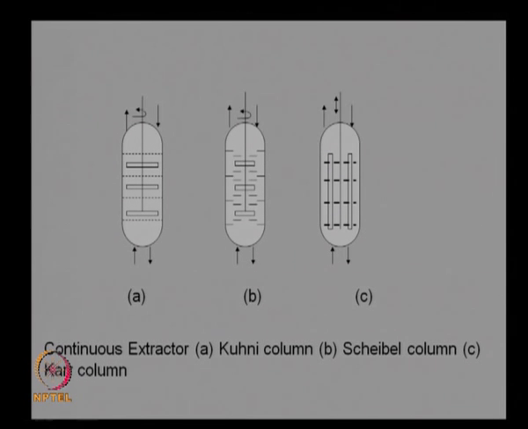Then there are other designs. The first one is called the Kuhni column, the second is called the Scheibel column, the third one is called the Karr column. So in the Kuhni column you have agitators as well as sieve plates. Each region between two sieve plates acts as a single stage extractor and there is good mixing inside this stage because of the agitator blade.